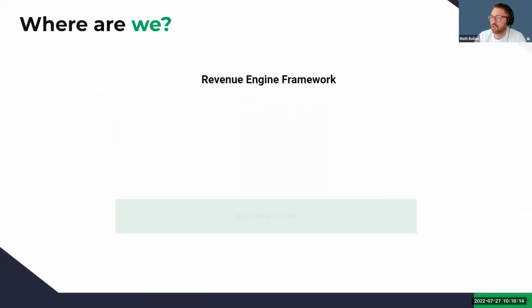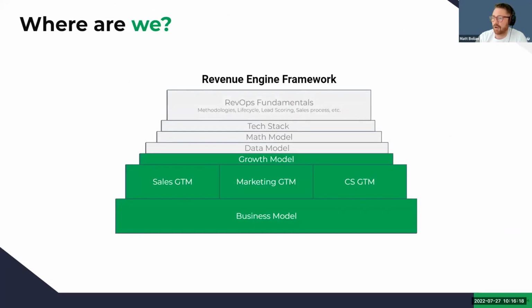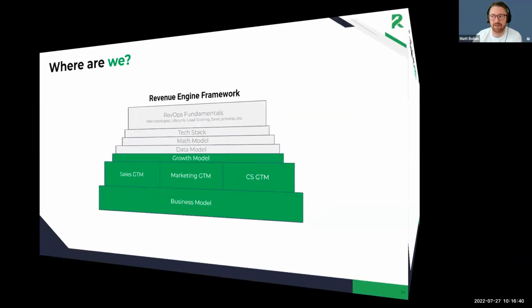Again, I like this picture because it helps us think about where we're going. So we have now done business model, our sales, marketing, and CS go-to-market motions. We talked about the growth model, right? So all these need to fit together, and you're starting to see how they're working together. The next is data model. Based on my sales go-to-market motion and my business model and where I'm at in the growth model, how am I starting to think about what I'm doing?